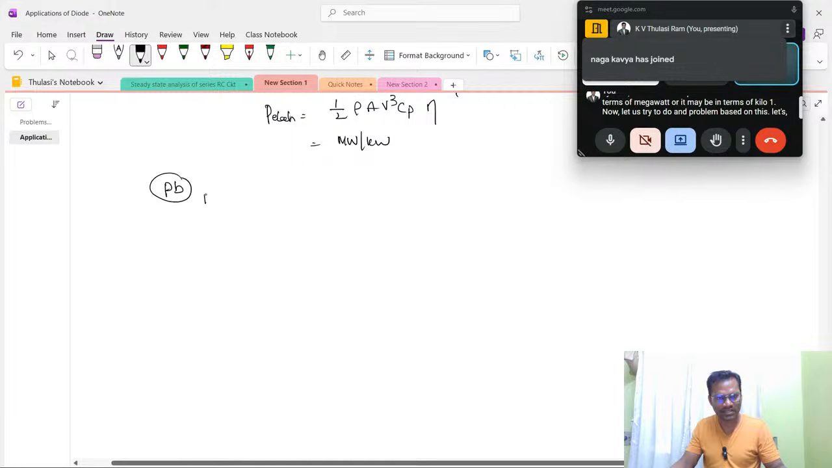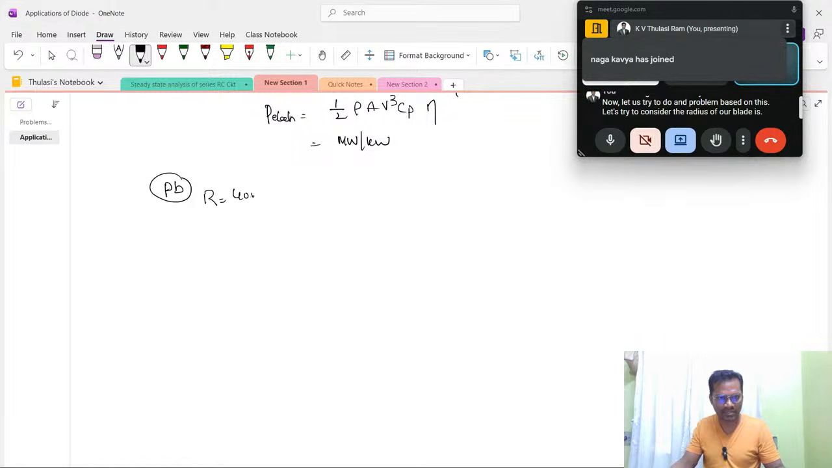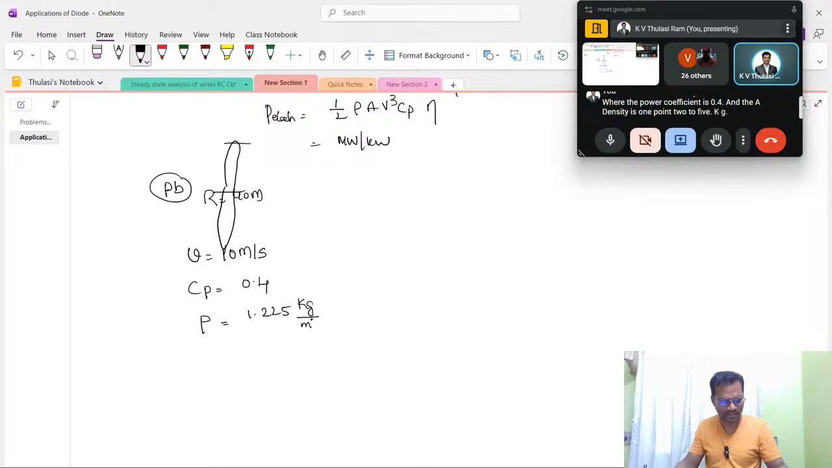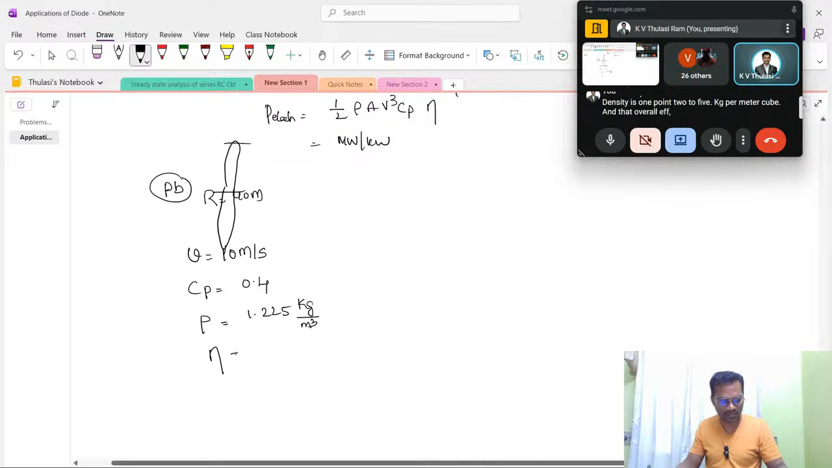Now let us try to do a problem based on this. Let's consider the radius of our blade is 40 meters. I mean the blade of the wind turbine is of 40 meters, and the cut-in velocity of the wind turbine is 10 meters per second, and the power coefficient Cp is 0.4, and the air density is 1.225 kg per meter cube, and the overall efficiency of the gearbox and generator is 0.9.